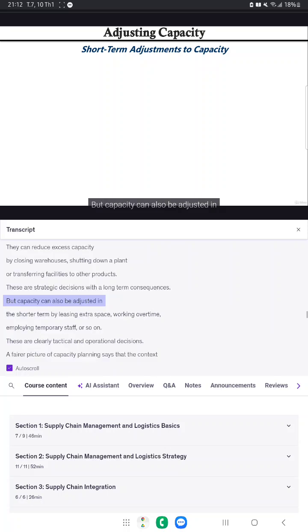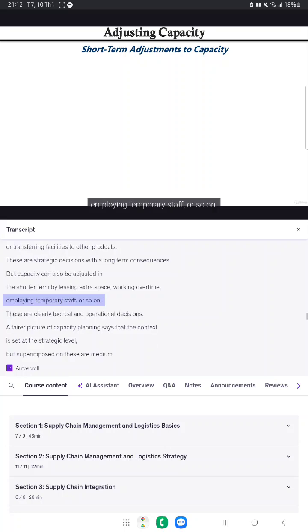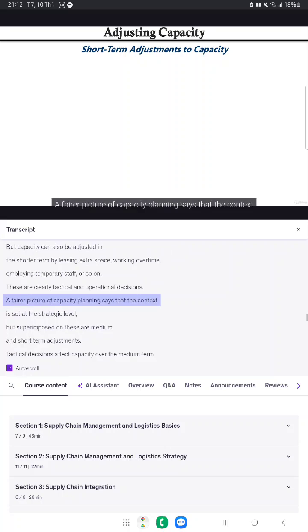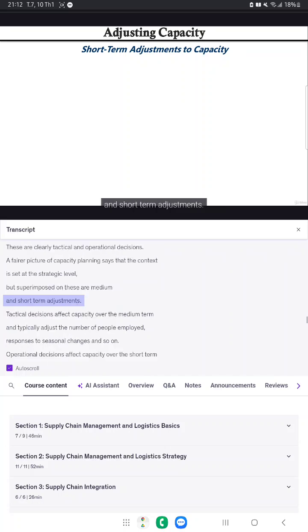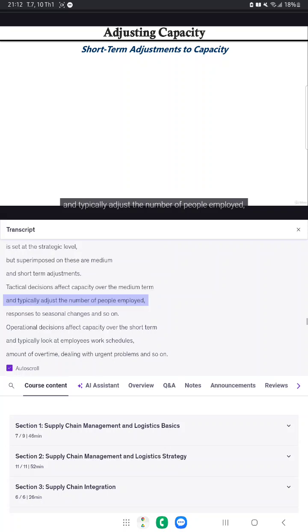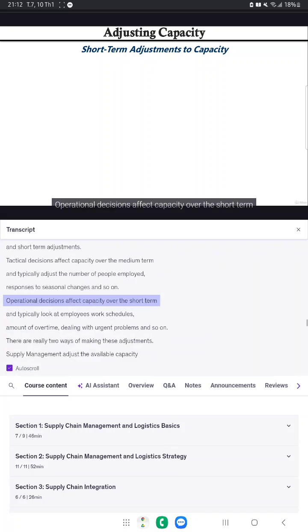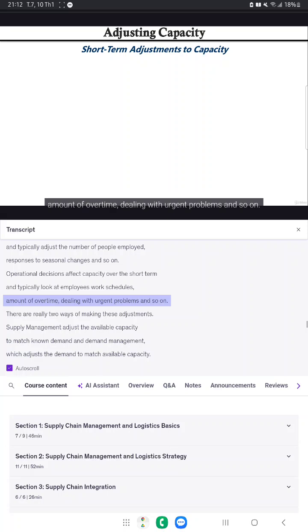But capacity can also be adjusted in the shorter term by leasing extra space, working overtime, employing temporary staff, or so on. These are clearly tactical and operational decisions. A fairer picture of capacity planning says that the context is set at the strategic level, but superimposed on these are medium and short-term adjustments. Tactical decisions affect capacity over the medium term and typically adjust the number of people employed, responses to seasonal changes, and so on. Operational decisions affect capacity over the short term and typically look at employees' work schedules, amount of overtime, dealing with urgent problems, and so on.